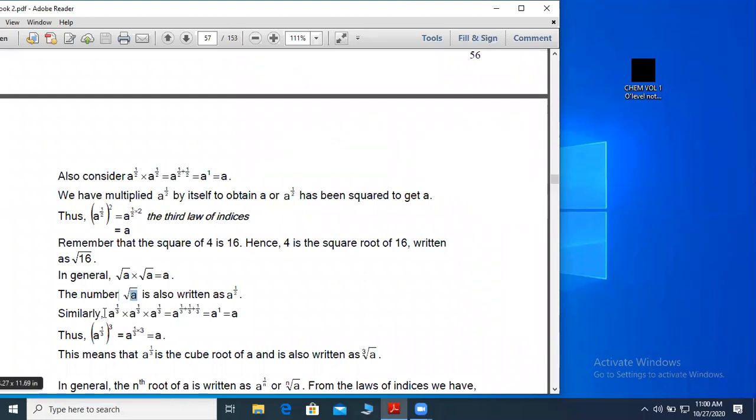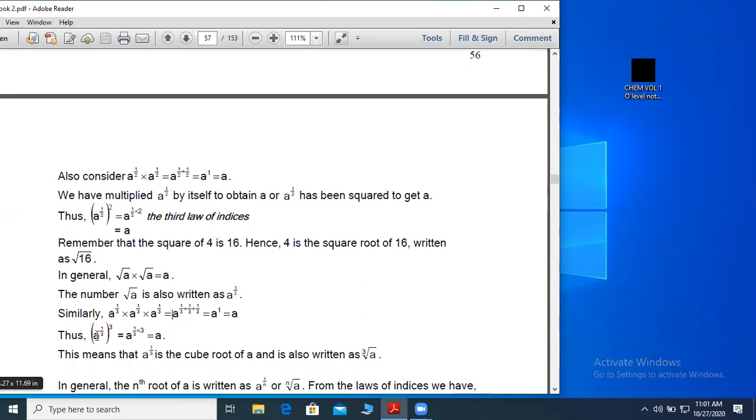Similarly, a power a third times a power a third times a power a third. Here the base is the same, it is a. So we write one base, which is a, and we add the powers. The powers are a third plus a third plus a third, which gives us a power 1. Gives us a power 1.